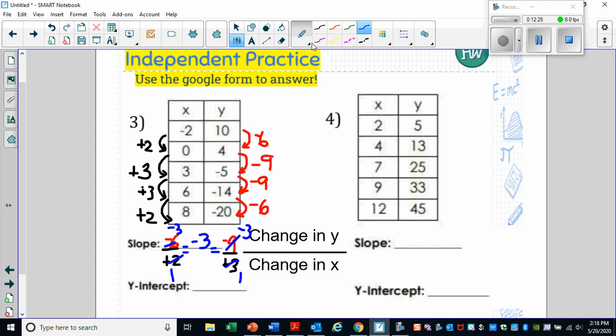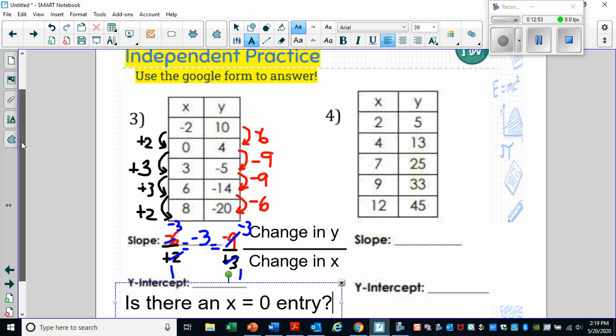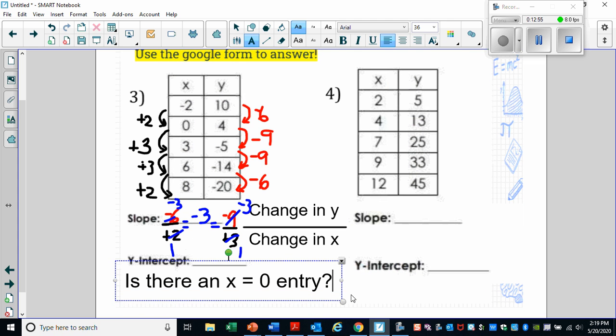For the y-intercept, the key is, like before, do we have an x value of 0? Is there an x equals 0 entry? Or is there an x equals 0 value?